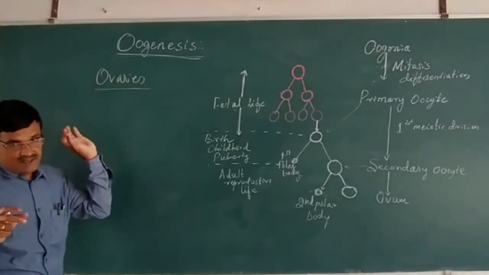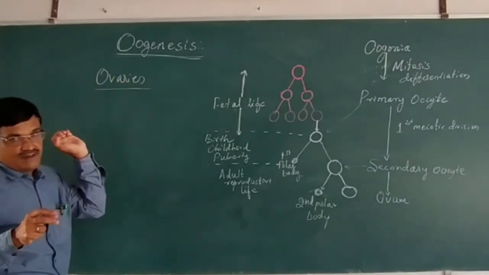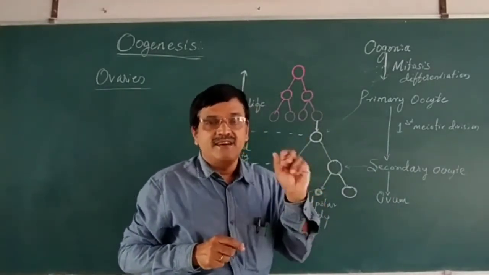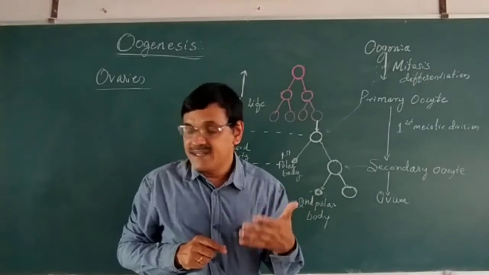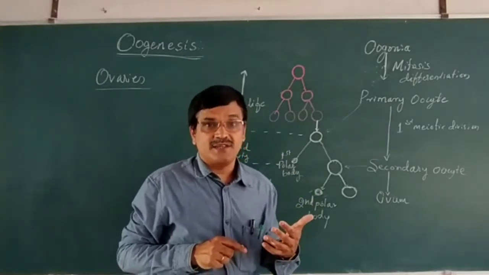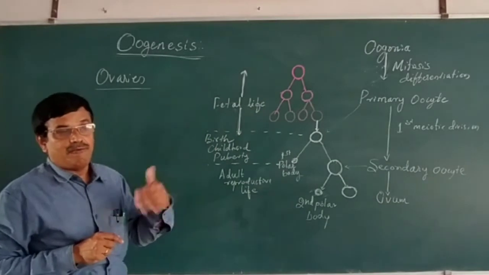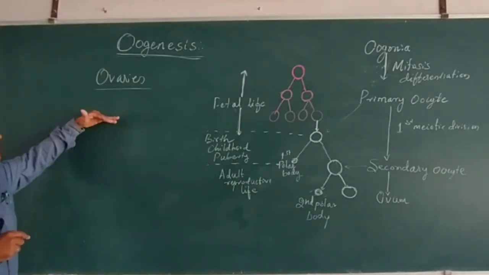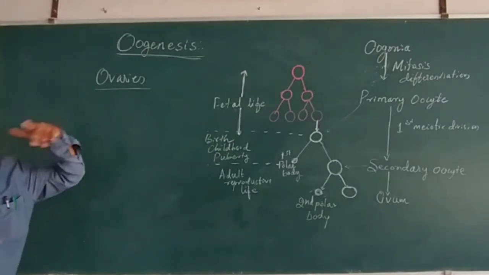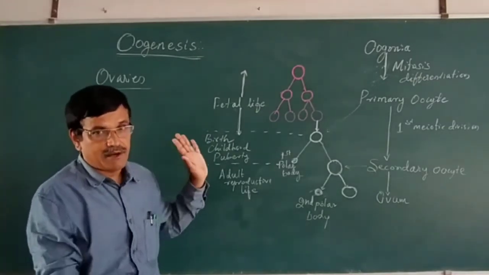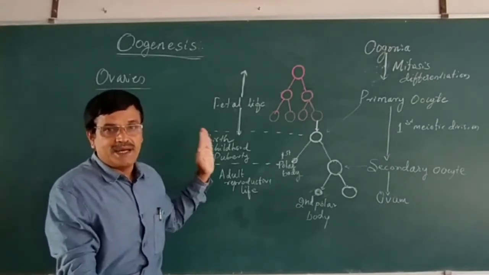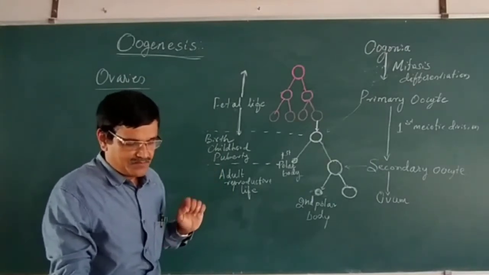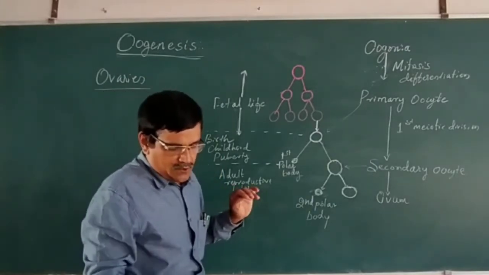Oogenesis begins from the fetal stage, or during fetal development, whereas spermatogenesis starts when the male attains puberty. However, oogenesis begins at the fetal developmental stage.